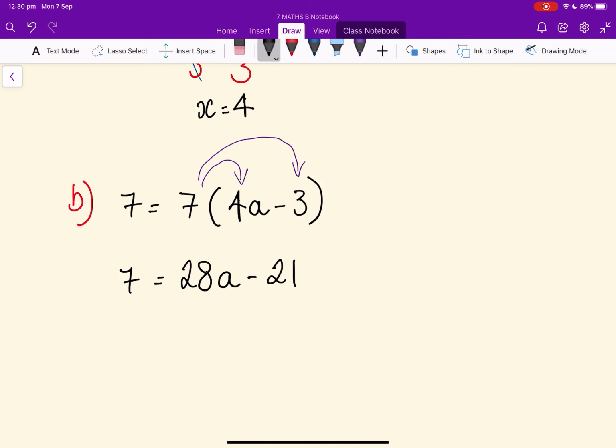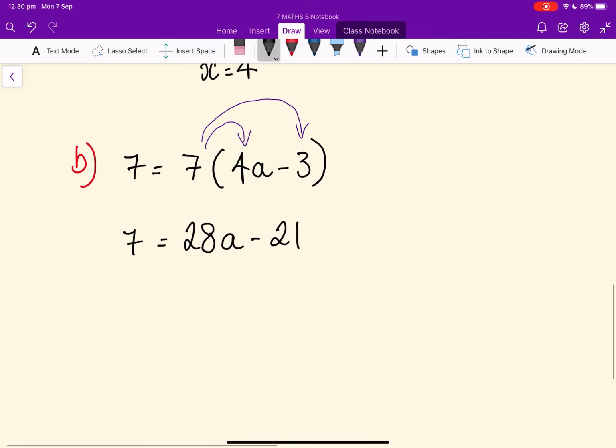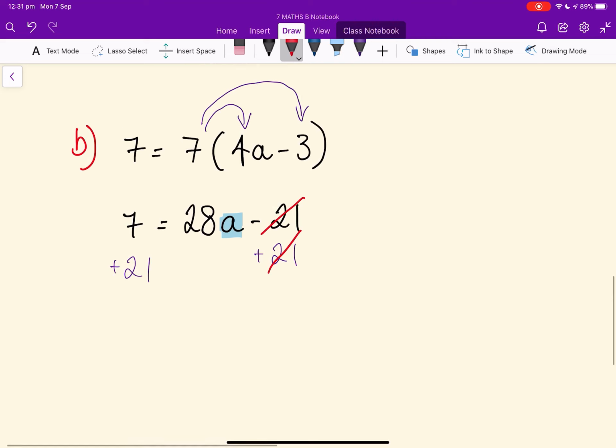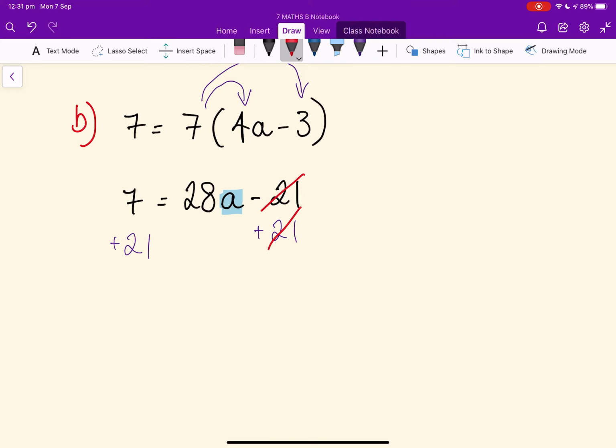Okay, so now this line of working is looking very similar to what we've been working on the last few lessons. So our ultimate aim is to get a by itself. So let's get rid of the outside layers. So currently we've got minus 21. The way we get rid of that is by doing the opposite, or the inverse. So since it's being taken away, we're going to add 21 to both sides. Okay, this means I can cross it out on my right hand side, and then I go 7 plus 21 gives you 28. So I write 28 equals 28a.